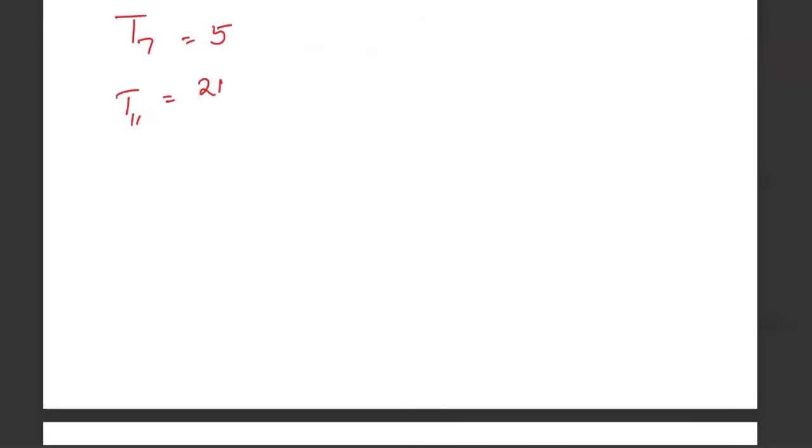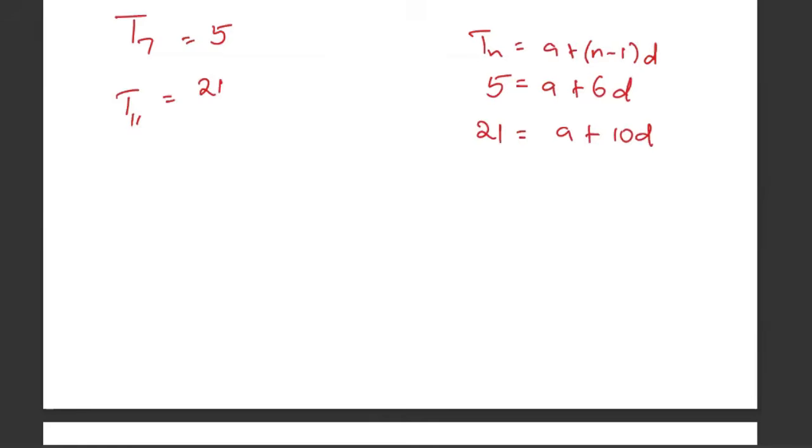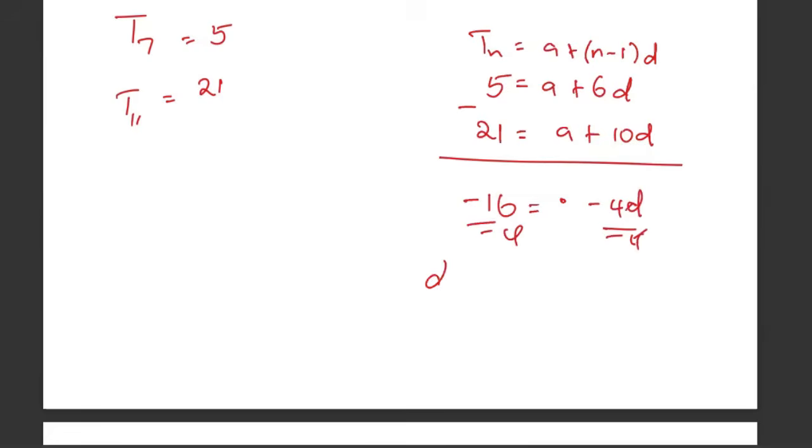So what am I going to do here? Let me use Tn is equal to a plus n minus 1 into d, in as much as I'm not supposed to use this. So 5 is going to be a plus 7 minus 1, which is 6d. And then 21 is going to be a plus 11 minus 1, which is 10d. Then I'll subtract these two. So 5 minus 21 comes negative 16, that's 0, negative 4d. Divide both sides by negative 4, meaning that d is 4.